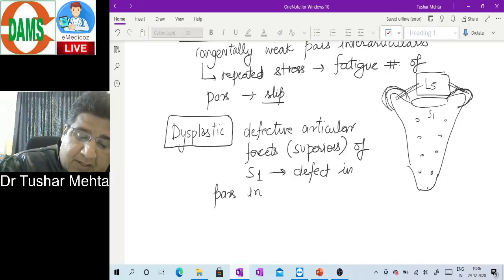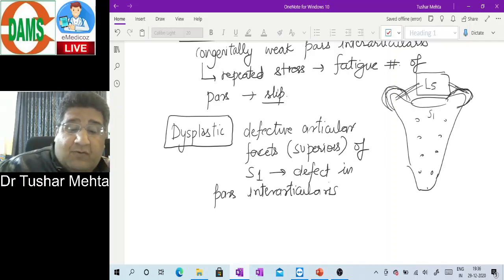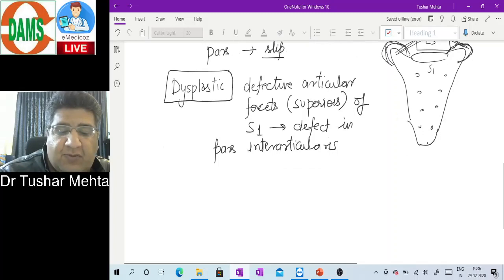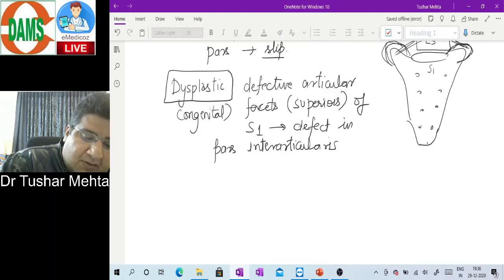I'm not saying it was weak. I'm saying it was deformed. You have to understand the difference between the two things. I'm not saying that it was congenitally weak. It was deformed. There was a deformity right since birth. And again, this is also congenital because the deformity in the bony part of the superior articular processes of S1 is since birth.